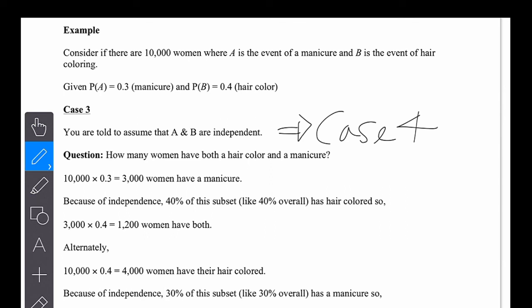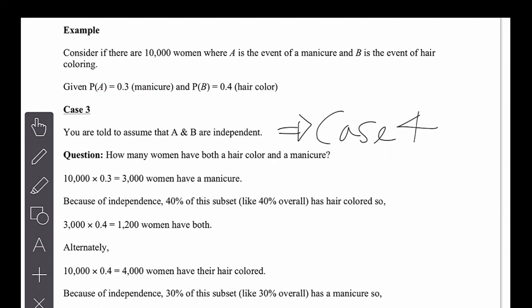How many women have both their hair colored and a manicure going into the salon? So let me talk a little bit about these 30% and 40%. Let's say I observed women's visits to the hair salon for a long period of time. I don't have to watch the women. I could look at the accounting records of the salon, and I could determine from all the clients how many of the total actually had a manicure and how many of the total actually had their hair colored, and come up with these probabilities after a long period of time, right?